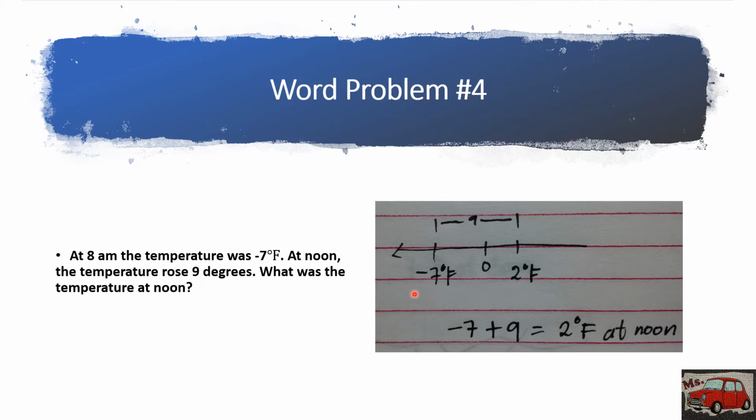Alright? So, kung gagamitin natin yung number line, so, ito daw yung temperature at 8 a.m. So, it rose, nadagdagan. So, ibig sabihin, yung movement natin is pakanan, right? So, mula dito, punta tayong pakanan ng 9 steps. And, mag-stop tayo sa +2 degrees Fahrenheit. Alright? So, if we'll do the operation, so we have -7 plus 9, that is 2 degrees Fahrenheit. So, that is the temperature at noon.